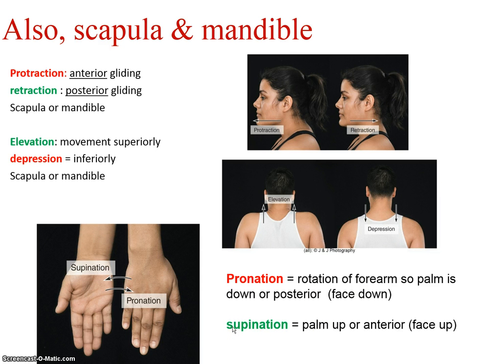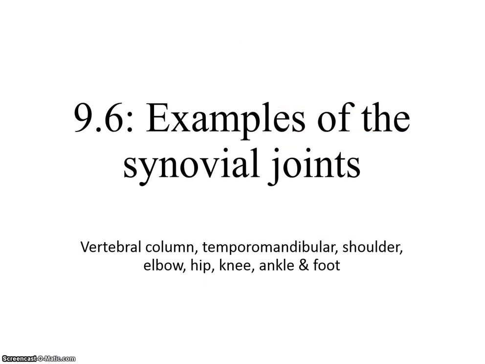And when you pronate, you're putting your right surface downwards. So what we consider surface is from anatomical position. All right? So we end this chapter looking at some examples of synovial joints.